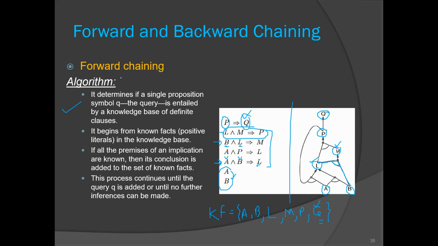So this is how forward chaining works. You go in a bottom up fashion. This process continues until Q is added or until no further inference can be made. The first part shows the success and the second part shows the failure case. Here Q is added, hence proved. So this is forward chaining.